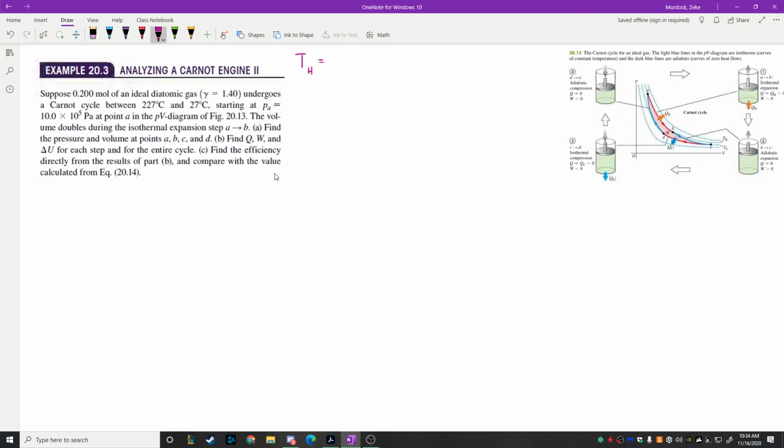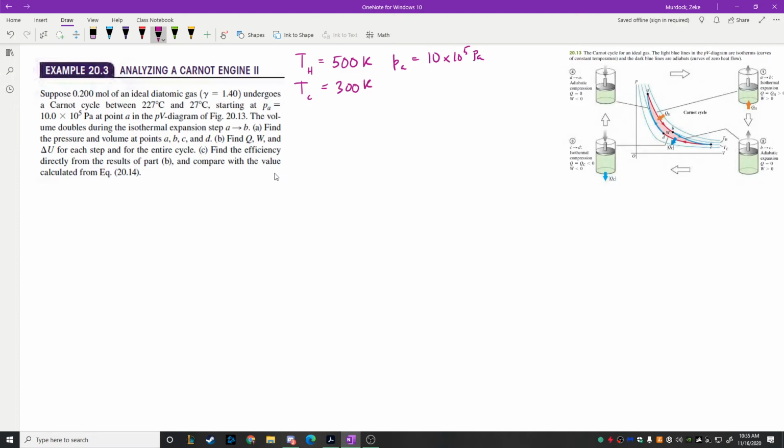I have to unlock my phone every time I do this. It's so annoying. All right, so we take 227 plus 273, get 500. We've got TC, which is going to be 27 plus 273, which should be 300. Always have to do things in Kelvin when we're doing this stuff. We know pressure A is 10 times 10 to the 5.